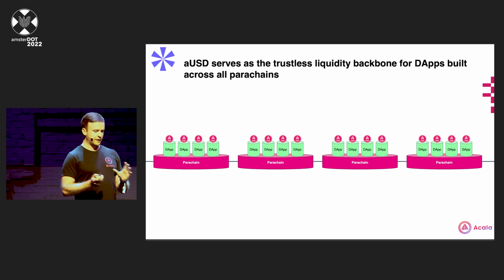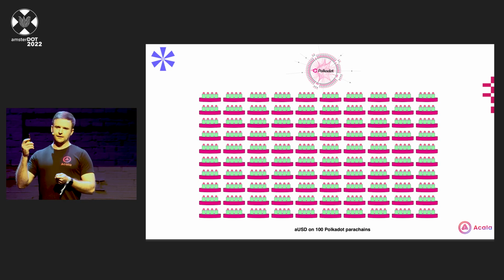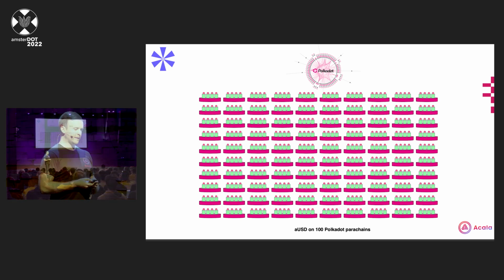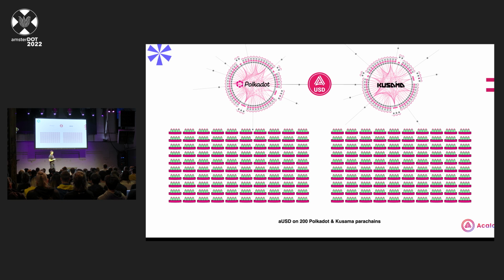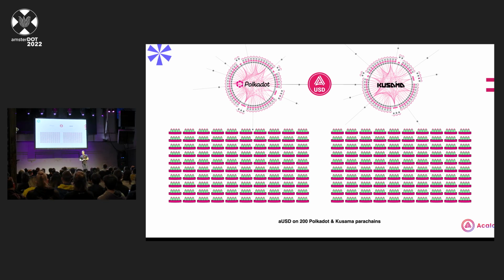This is what 100 parachains looks like on Polkadot. So aUSD integrated into all the dApps on all 100 parachains on Polkadot. And then this is what 200 parachains looks like. This is the theoretical limit for how many parachains can launch on both Polkadot and Kusama. And then, of course, there's all this Polkadot 2.0 stuff that is mind-blowing, but could be, will be, much more than this down the road.